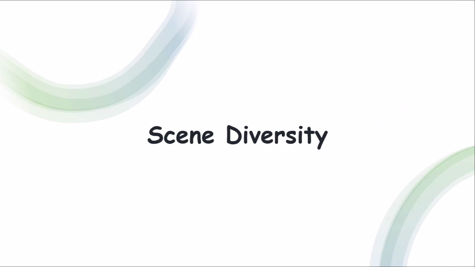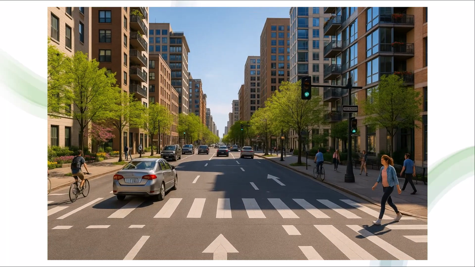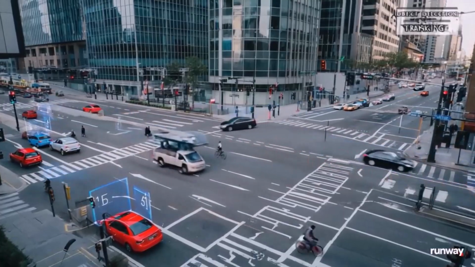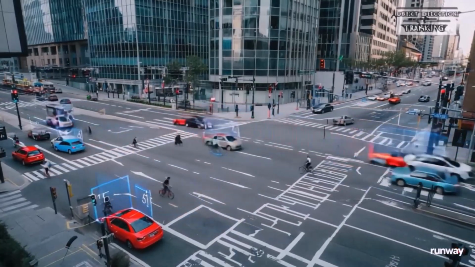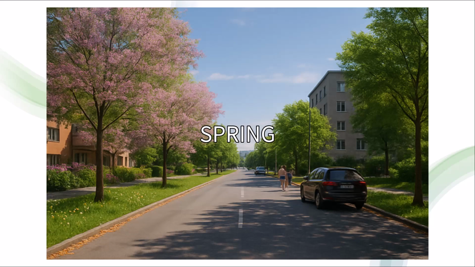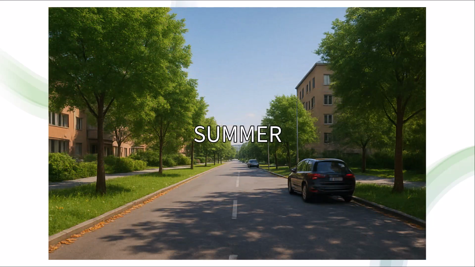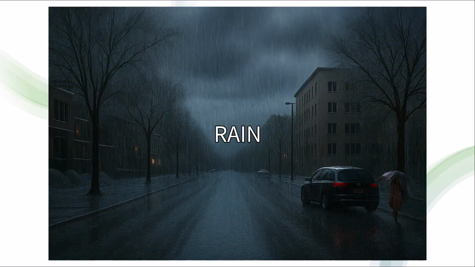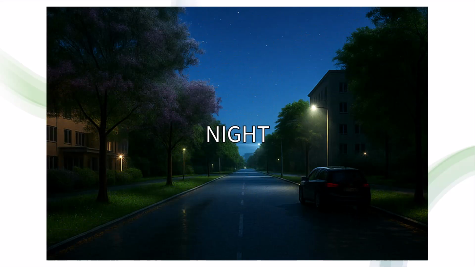What's more, SYNTHIA offers scene diversity. You'll find everything from European-style towns to highways, green areas, and modern cities. This variety helps models generalize across different environments. It also features dynamic objects like cars, pedestrians, and cyclists, essential for tasks like object detection and tracking. SYNTHIA captures multiple seasons: winter, spring, summer, and fall, along with varied lighting and weather conditions. So whether it's daylight, rain, or night scenes, the dataset has it covered.